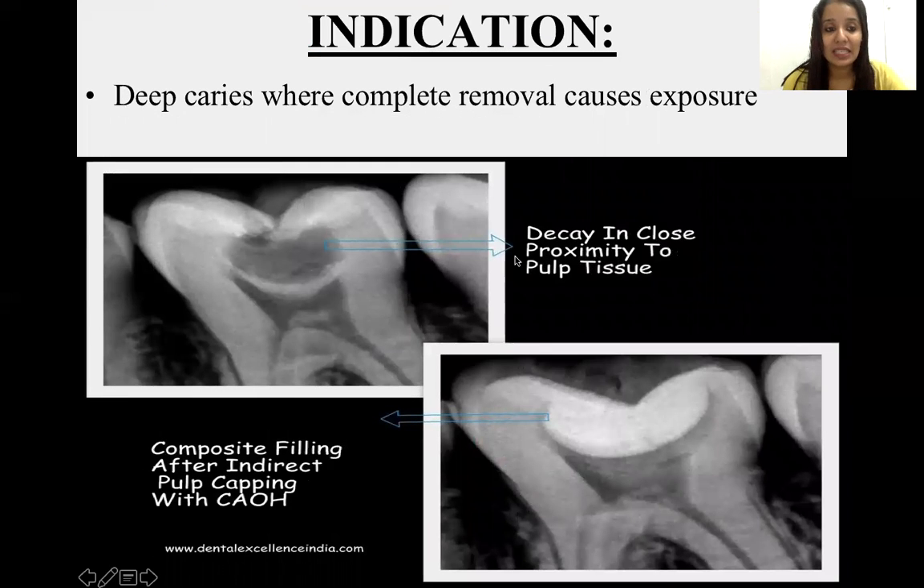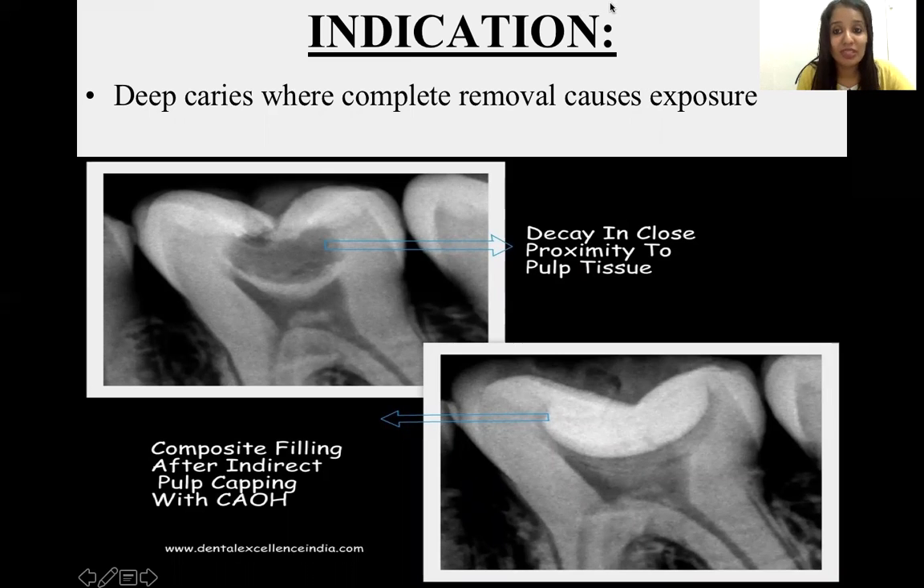Now, what are the indications when we are supposed to do this indirect pulp capping? Deep caries where complete removal of the caries can cause pulpal exposure. As you can see in the picture here, the decay is in close proximity to the pulpal tissue. In this case, we excavate the caries, remove all the infected dentin and retain the affected dentin, which is then filled with a pulp capping material such as calcium hydroxide, MTA or biodentine.